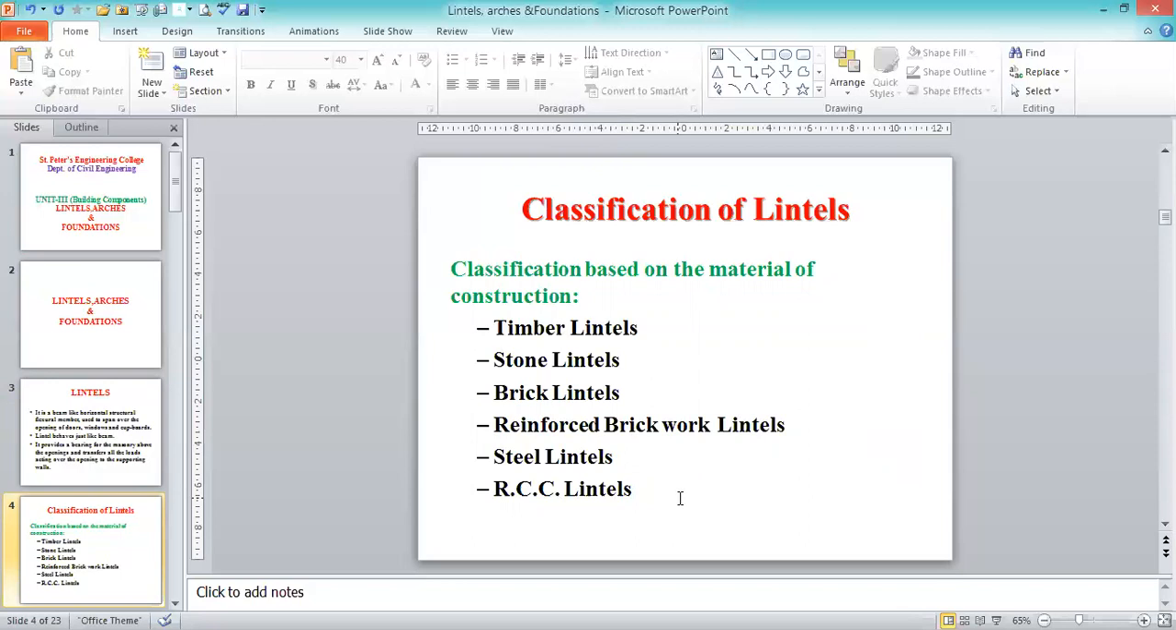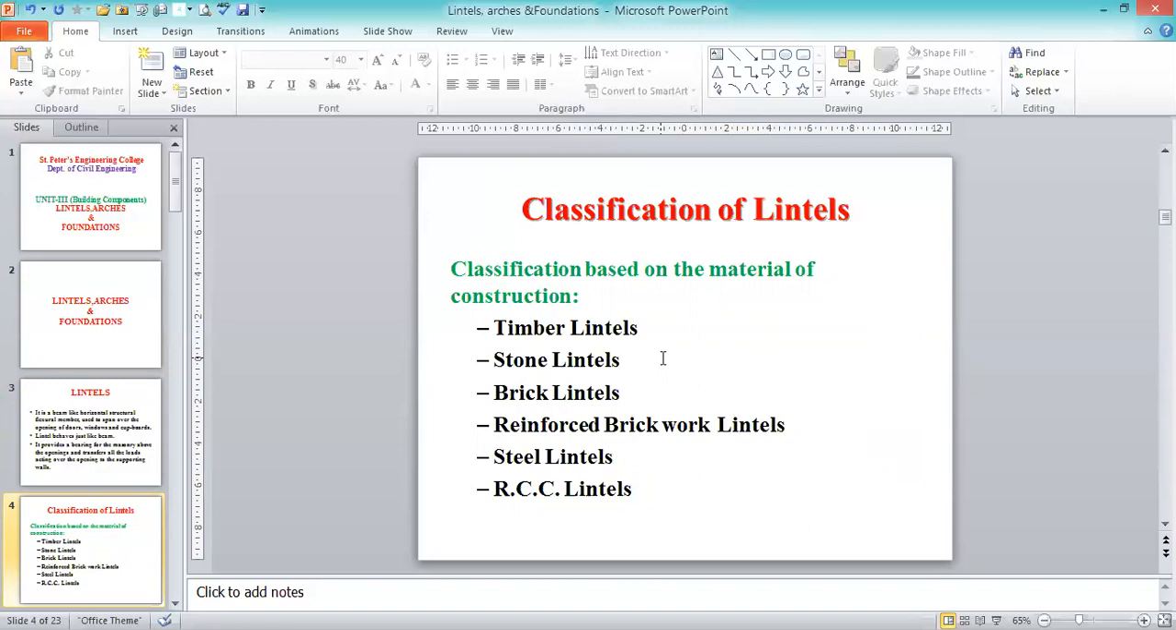Now almost all building construction goes for RCC lintels, reinforced cement concrete lintels, or cement concrete lintels and reinforced brickwork lintels. In the majority of cases we use these because they take care of the load and are strong and durable. The remaining types depend upon availability.